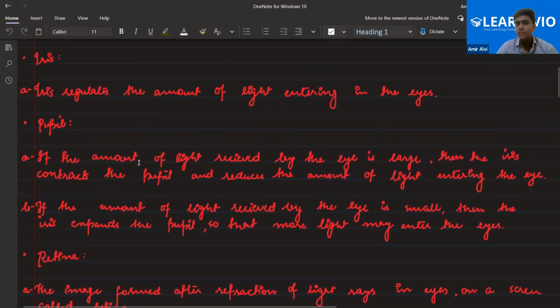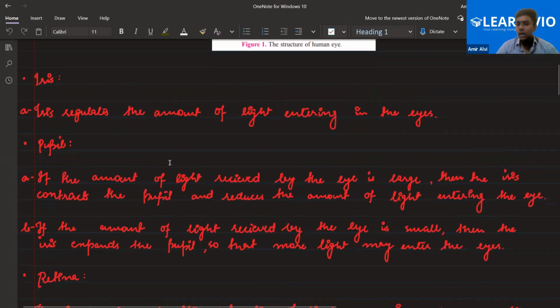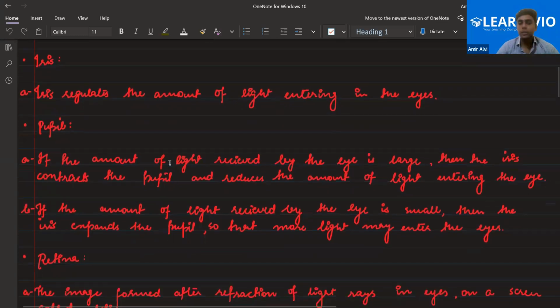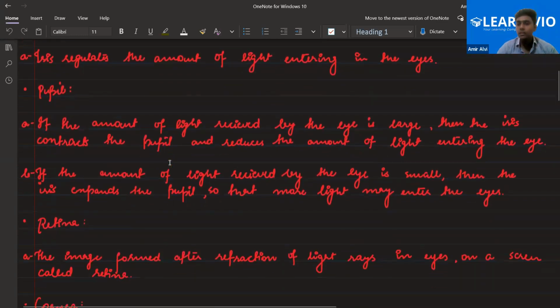Next, as you can see, if the amount of light received by the eye is large, then the iris contracts the pupil and reduces the amount of light entering the eye. Next, if the amount of light received by the eye is small, then the iris expands the pupil so that more light may enter the human eye.